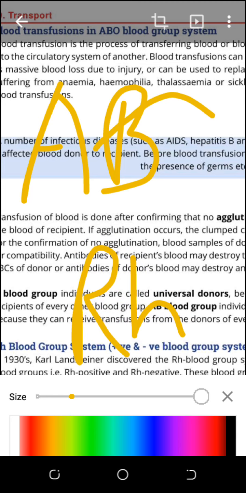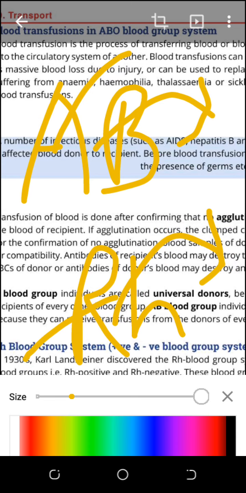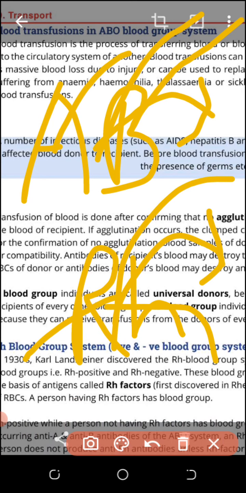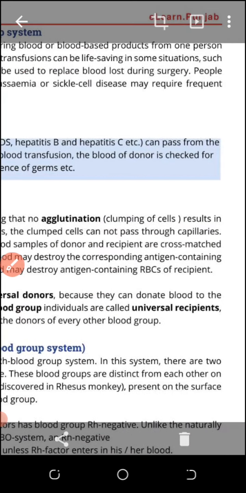AB antigen present, AB blood group. Rh antigen present, blood group plus. Now for example, antigen A present, Rh present, A plus. Antigen B present, Rh not present, B negative. Antigen A and B present, Rh also present, AB plus. So whether Rh is present or not, the positivity or negativity of the blood is controlled by the Rh factor, which is also an antigen.